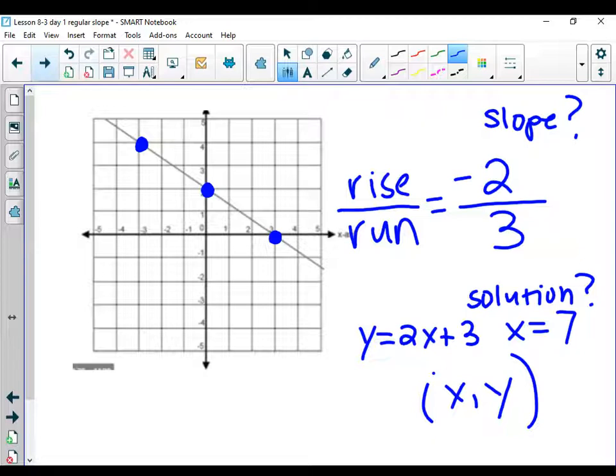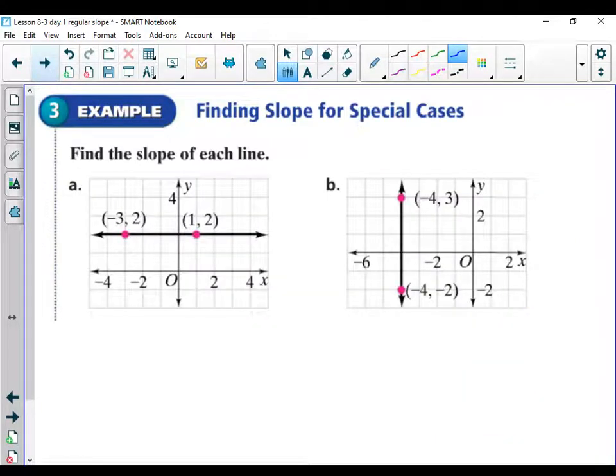What do we do for the bottom ones? There are those graphs we talked about last week that were special cases. Turns out they have special slopes. Of course they do, right? So I'm still going to count my rise and my run.